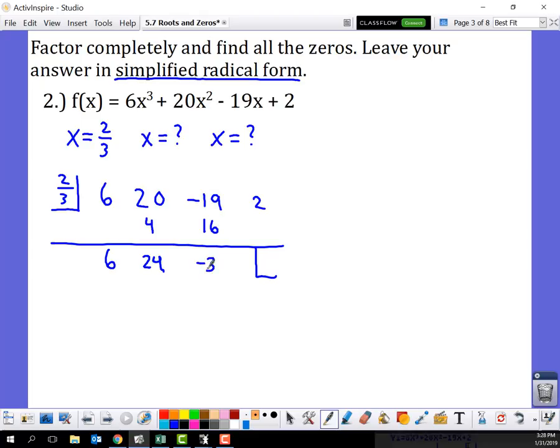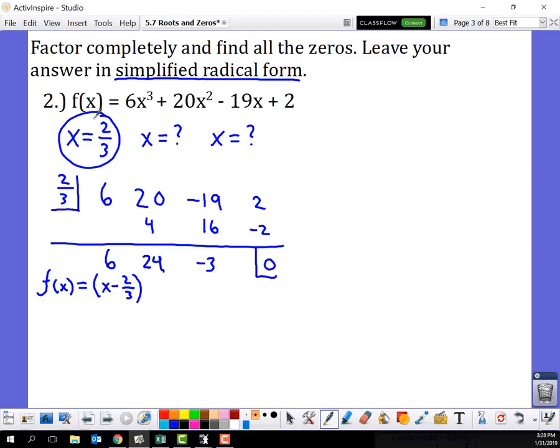And then negative 3 times 2/3 is negative 2. We should not be surprised that we get remainder 0. Okay, so now let's take a look at where we're at. So we've taken function f, and we factored out x minus 2/3. X minus 2/3 is the factor that matches with the 0 that we found.